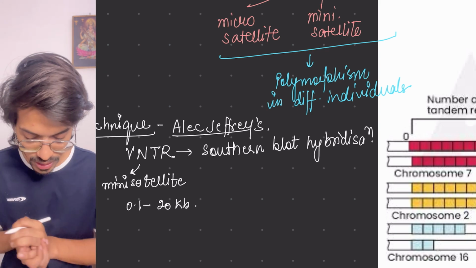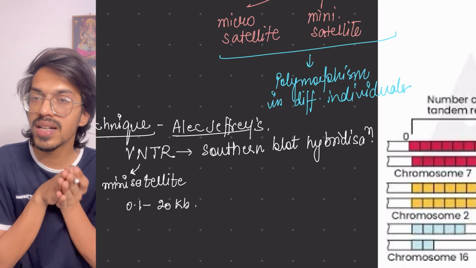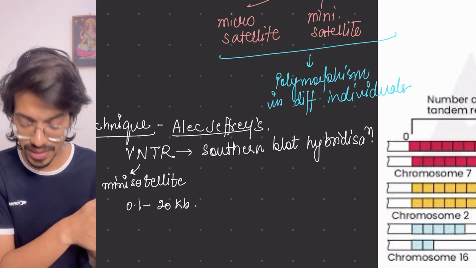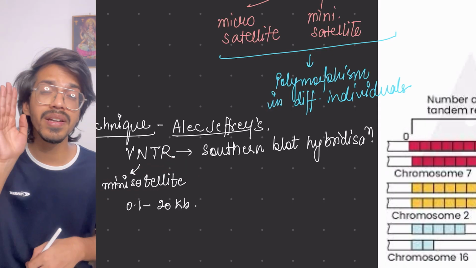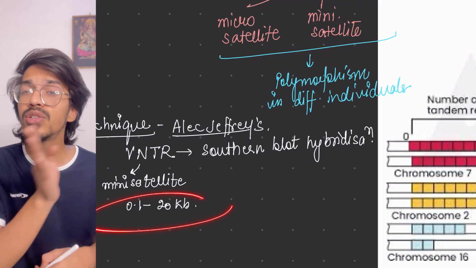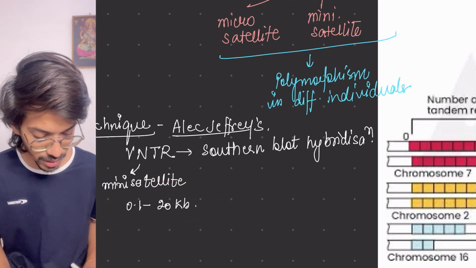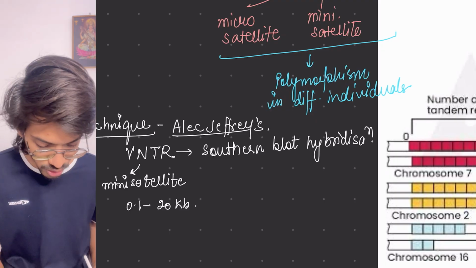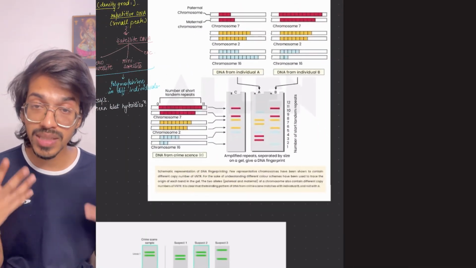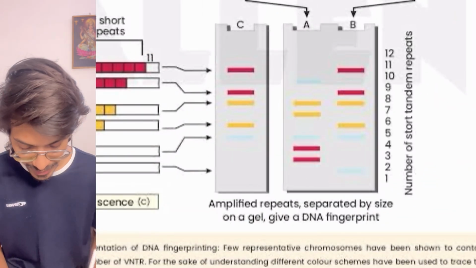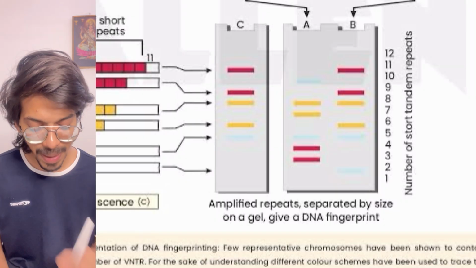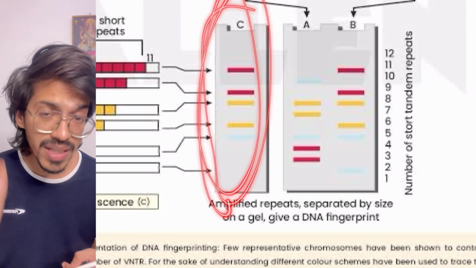Here they are talking about microsatellites, and VNTRs are basically minisatellites, whose size could be in the range of 0.1 kb to 20 kb, which you have to remember. Now if you have to find out which is the culprit, this is your DNA that is present, and you have to find out whether it matches with A or B. This is given in NCERT.